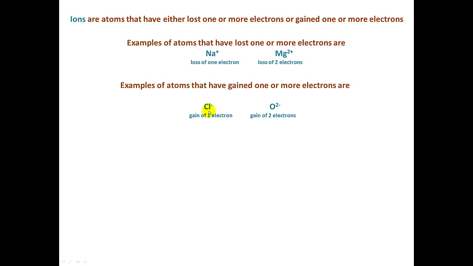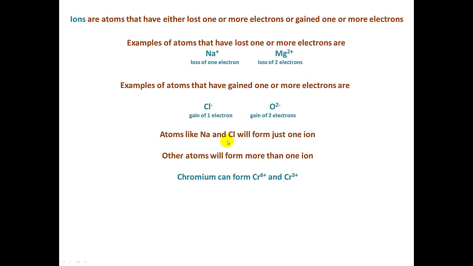Here are some examples of atoms that have gained 1 or more electrons. Notice that chlorine here has gained 1 electron, so now it is an ion with a -1 charge. Oxygen, when it gains 2 electrons, it becomes an ion with a -2 charge. Atoms like sodium and chlorine will form just 1 ion. There are other atoms that can form more than 1 ion, and what we mean by that are ions of different charges. So chromium can form a +6 ion, a +3 ion, a +1 ion, and so on.